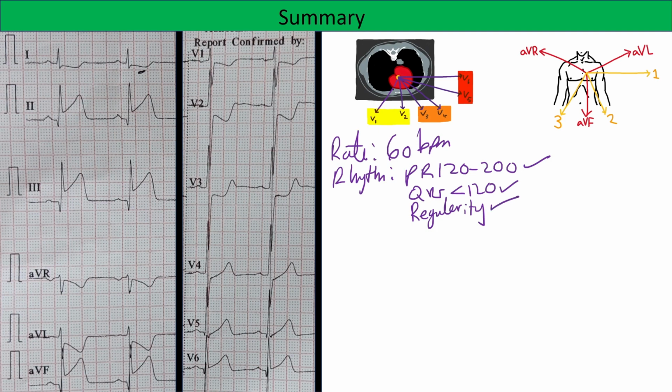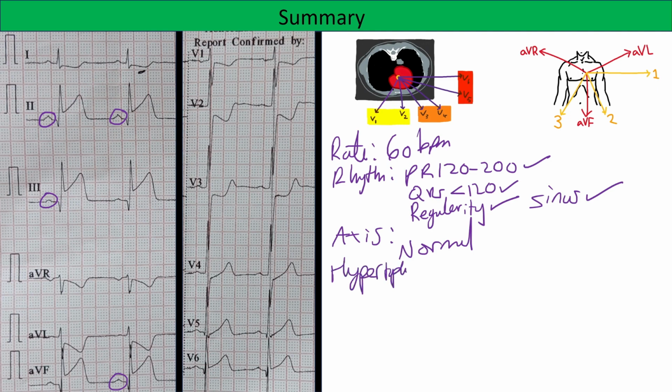Also you want to see if it's sinus rhythm. Best way to do that is have a look, see if all the P waves are the same. They look about the same to me. And see if they're upright in 2, 3 and AVF. So in this case they are upright and they all look pretty much the same. So therefore this is a sinus rhythm. Now axis. Remember the axis was normal. So we've done rate, rhythm, axis. Hypertrophy, there was no suggestion apart from left atrial enlargement.